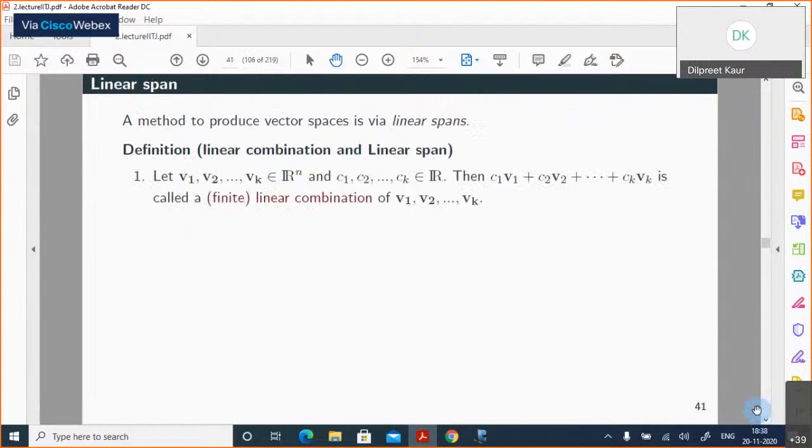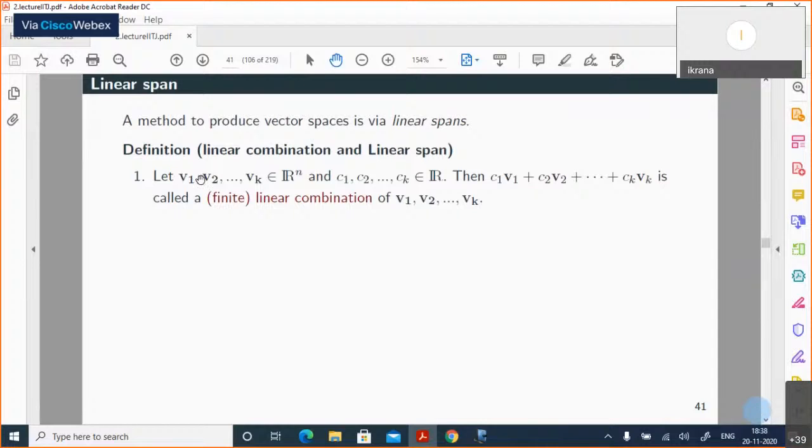Now we are starting with linear combinations and linear span. Just now we saw that if x1, x2 belong to the null space, then x1 plus x2 belongs, alpha times x1 belongs, and so on. These kinds of things are called linear combinations. The set of all possible linear combinations put together is called a linear span.